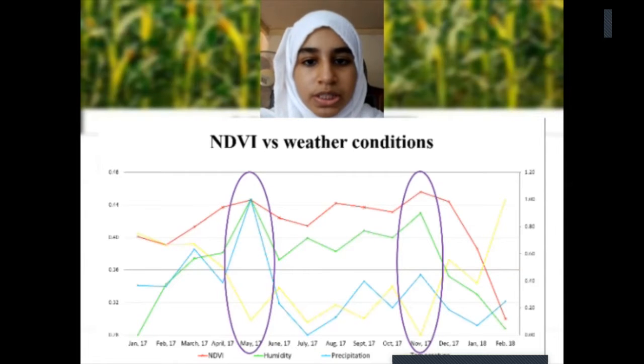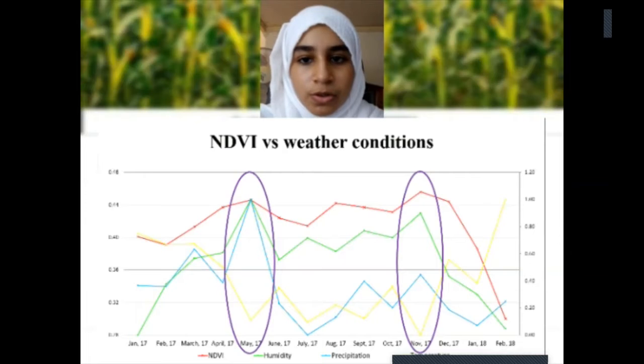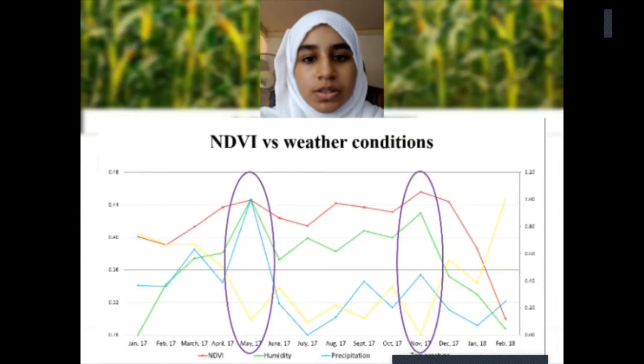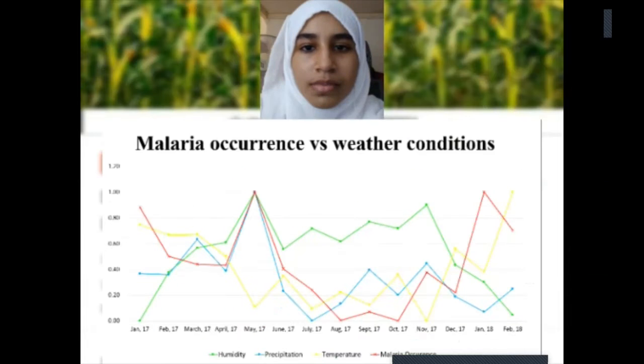Between May and July 2017, NDVI recording steadily decreased from 0.45 to 0.41. During this period, there was also a decrease in precipitation. The temperature recording was also quite low.